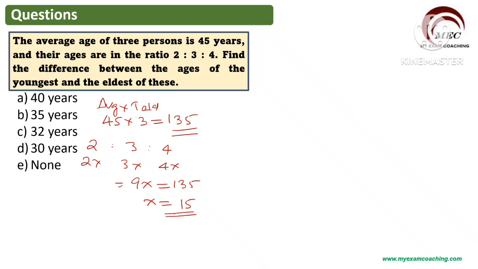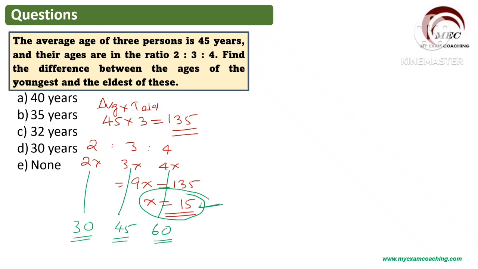So what will be the first number? 2x will be equal to 30, 3x will be equal to 45 and 4x will be equal to 60. Because x is equal to 15. So 2x will be 15 into 2, 30. So 3x will be 3 into 15, 45. So 4x will be 4 into 15, 60. So we got these 3 values and the average is 45.